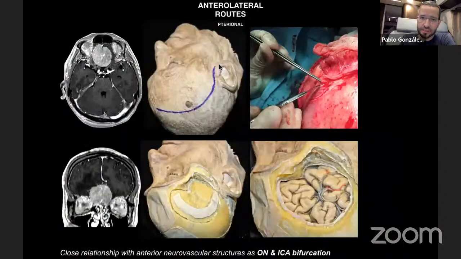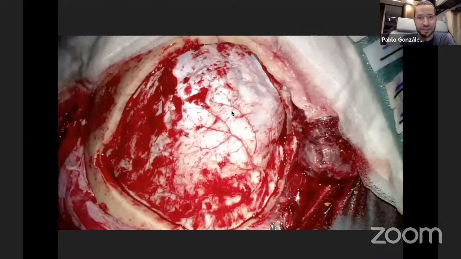So let me show you. This is not a small pterional approach. I don't think it's a good idea to do a small approach, at least in my hands. So we do a big pterional approach, quite advanced anteriorly. You can see we are drilling. This is very important. After doing the craniotomy, we drill the anterior fossa enough to reach the floor of it, so we can go quite basal.